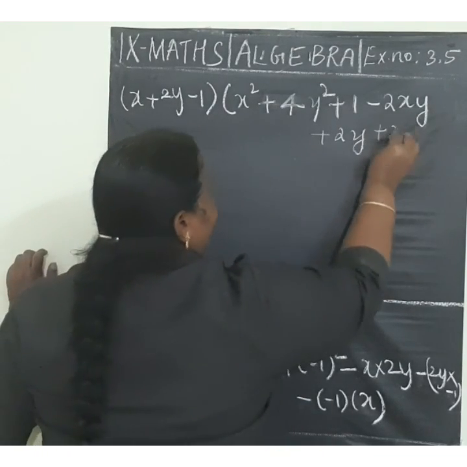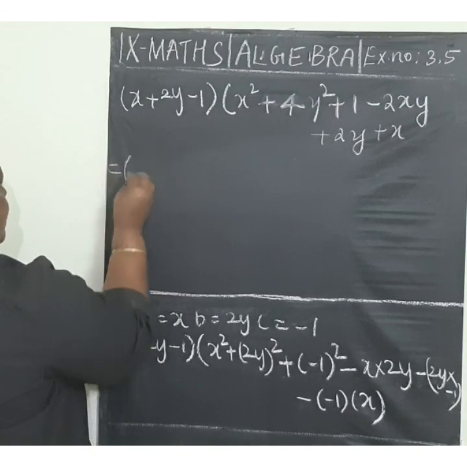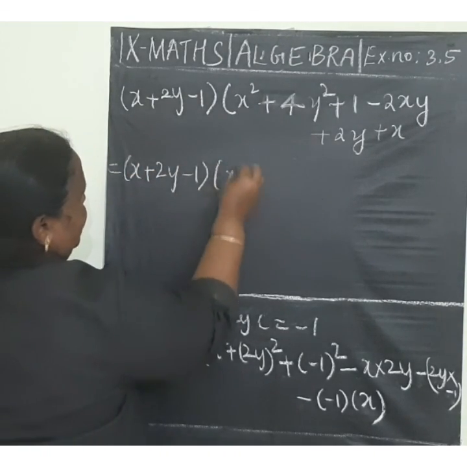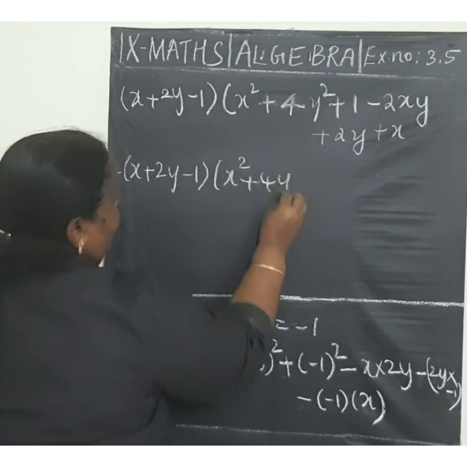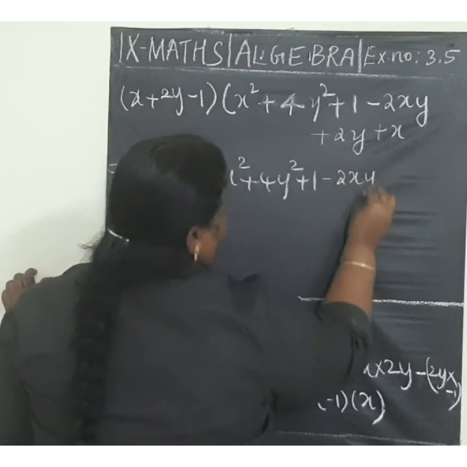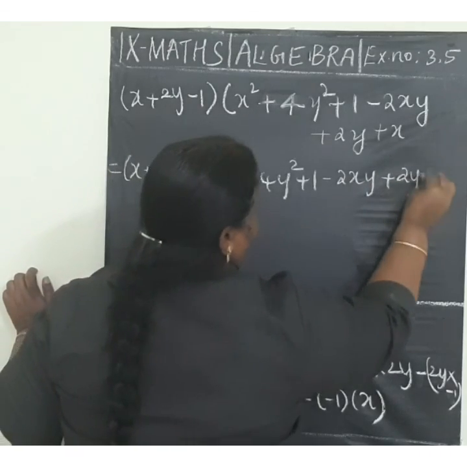So this is equal to x plus 2y minus 1 into x square plus 4y square plus 1 minus 2xy plus 2y plus x.